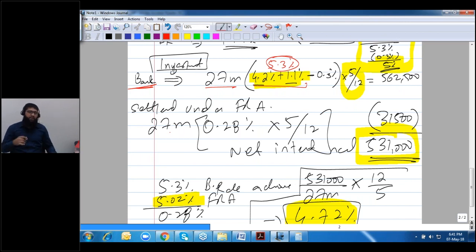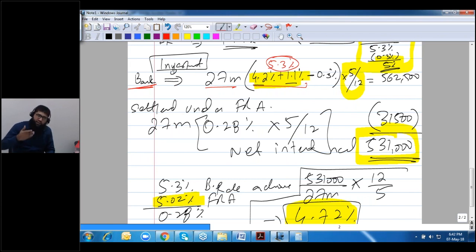FRA. So the FRA settlement ignores the credit spread. FRA settlement is always on the basis of the base rate of the LIBOR. So the base rate that we have agreed is 5.02%. The rate that we have achieved is 5.3%. So resultingly, we have been able to earn an extra 0.28%.